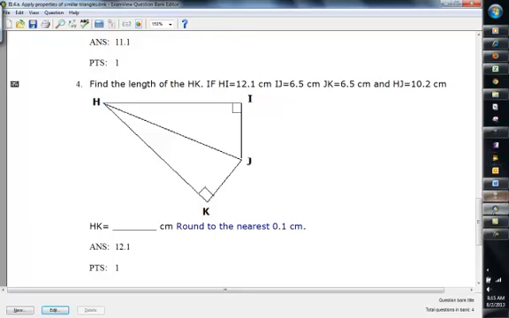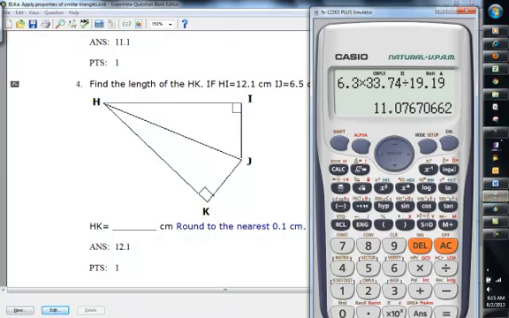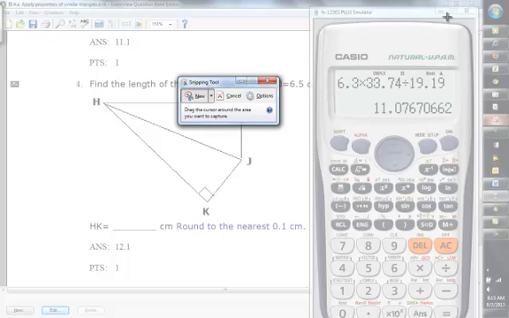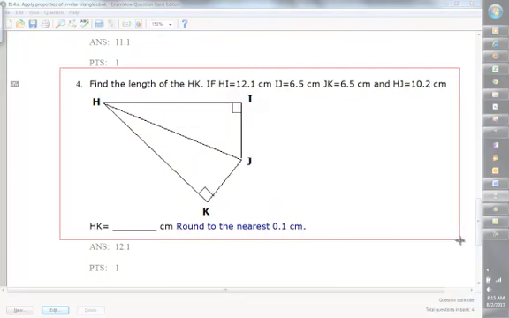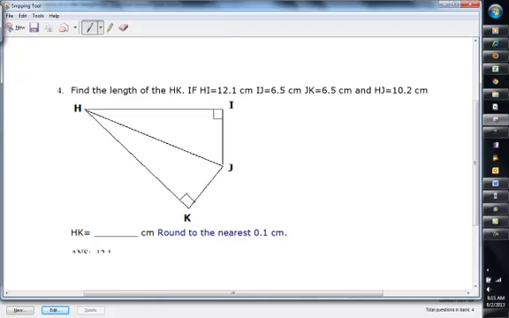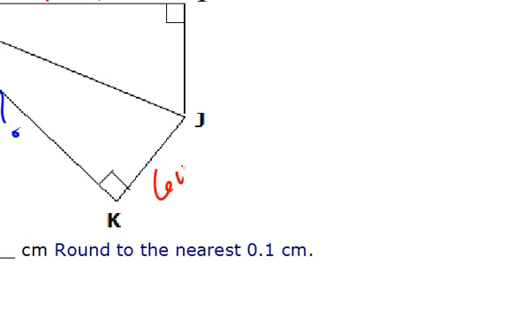Find the length of H to K. Oops, I gotta draw the picture first. Okay, find the length of H to K if H to I, which is in the other triangle, is 12.1, J to K is 6.5, and H to J is 10.2. I to J is 6.5.